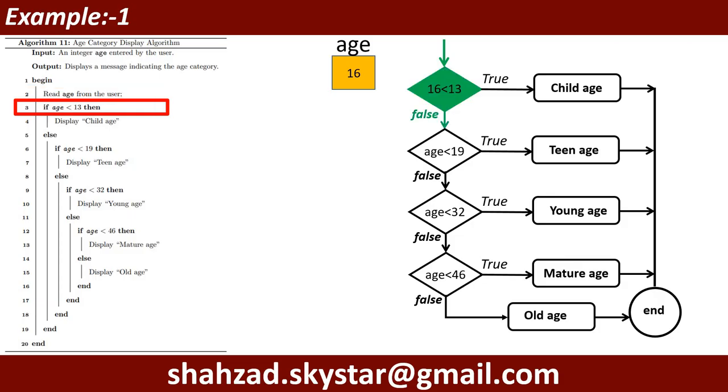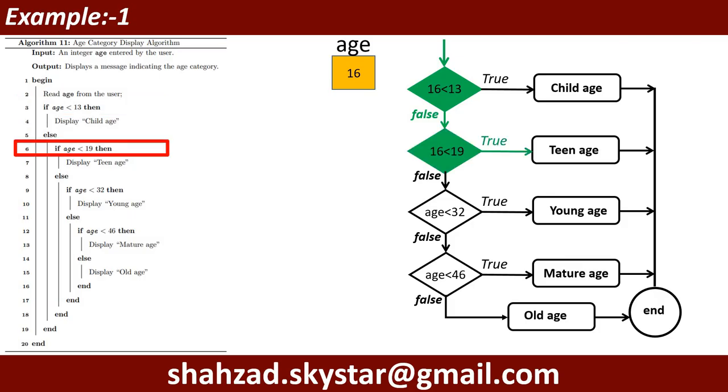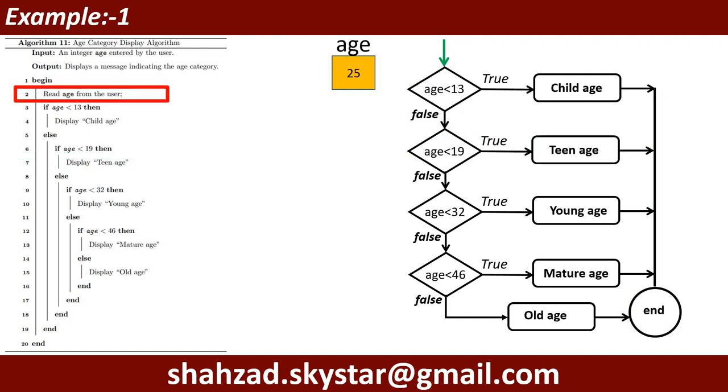Then let's consider another example in which the input age is 16. In the case of 16, it will check that 16 is less than 13, the condition will be false, and then it will move to check the next condition, that is 16 is less than 19. The given condition is true because 16 is less than 19, then it will display teen age, and the rest of the statements will be skipped.